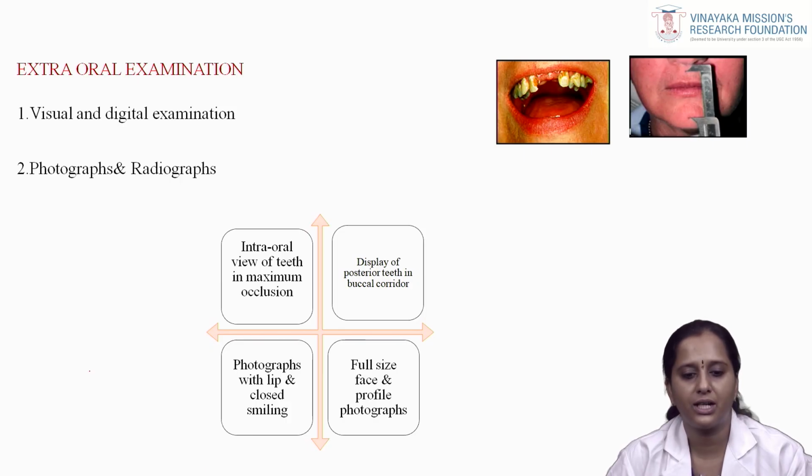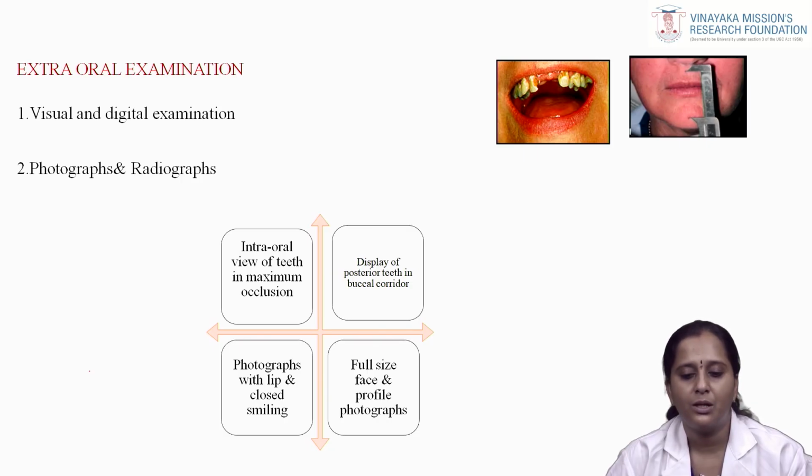And moving on to the photographs and radiographs, first and foremost we have to see the intraoral view of the teeth in both the maxilla and mandible, and also we have to see the occlusion of the teeth on both the right and the left side. The display of the posterior teeth in the buccal corridor also should be viewed in the photographs, and the photographs with the lip closed and smiling, and all these actions should be done, and the photographs have to be taken.